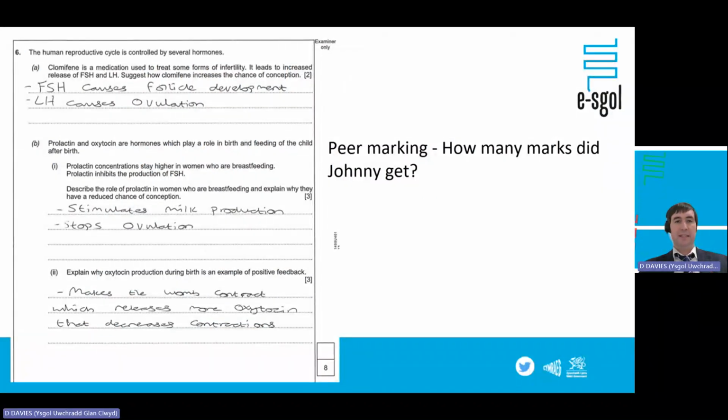Right, next little bit is peer marking. Okay, so this is a question we have already seen. You've already seen the mark scheme. I'd like you to have a read of Johnny's answers, and I'd like you to tell me how many marks you think he got. Okay, so stop the video, have a read, and see how many marks you think he got.